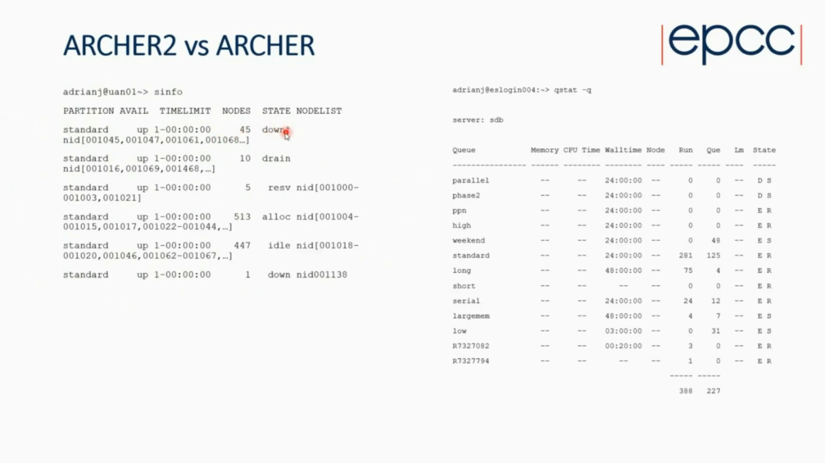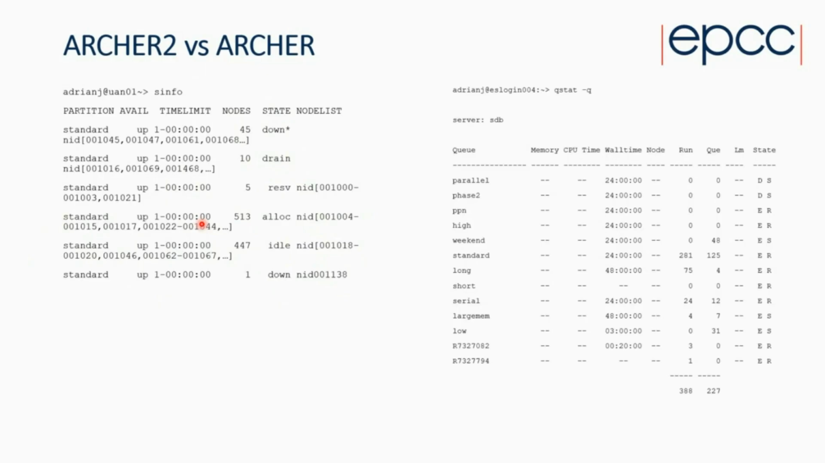And 45 nodes are in the down state, and it gives me a list of them all. The 10 nodes are in a draining state, which basically means something's gone wrong with them. The batch system has taken them out. They're not physically turned off, so the batch system can still talk to them, Slurm can still talk to them. 5 are in a reservation. 513 are allocated to jobs, and 447 are idle. And one is down, properly down. So there are 2 different kinds of down, but you don't need to care about it. It just means that a handful of the nodes are out of the system at the moment. The majority of your nodes are either sitting with no work on them or are sitting running.